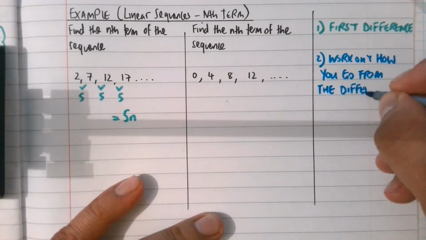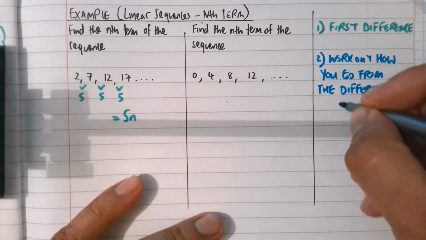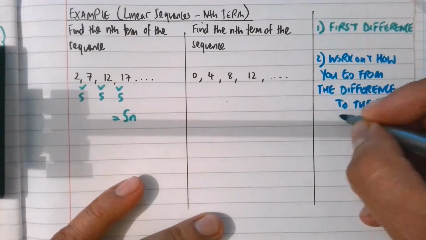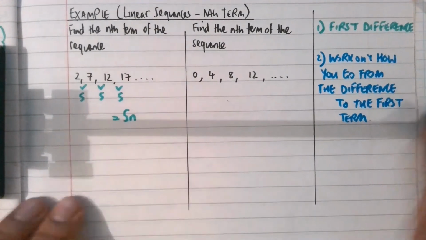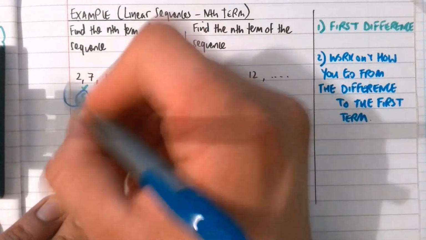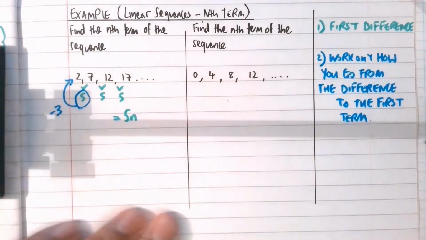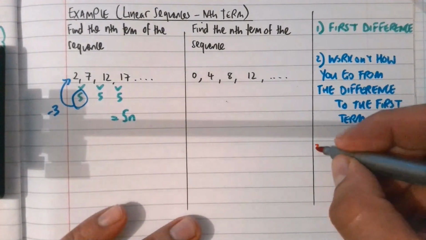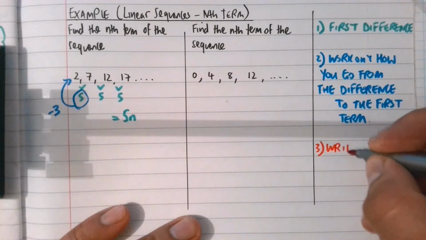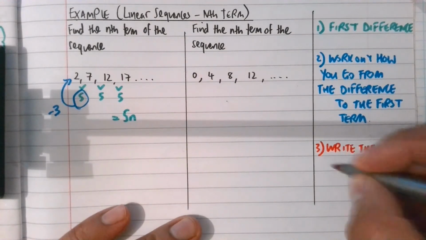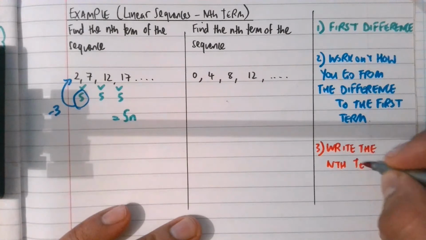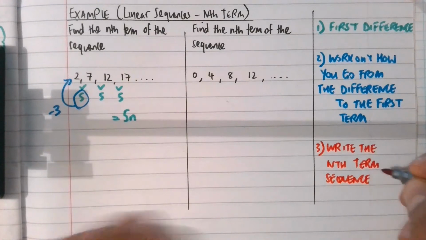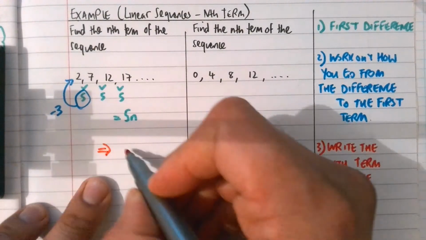So I'll write that step out. Work out how you go from the difference and then back to the first term. So from the 5 back down to the 2 is going to be taking away 3. And therefore our nth term rule for that first sequence, 2, 7, 12 and 17, is going to be 5n take away 3. So our last step is just to write the nth term for the sequence, which is 5n minus 3, nice and neat.